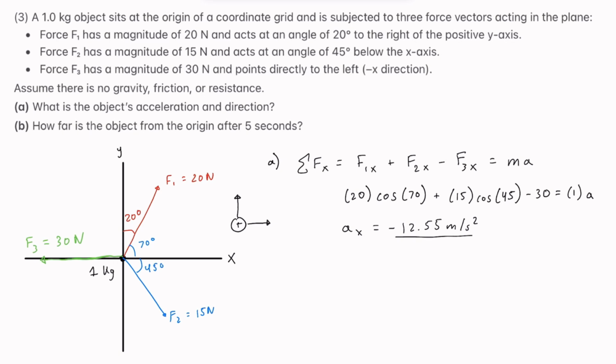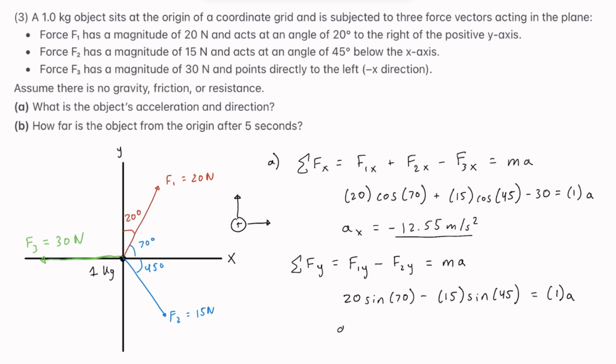Let's do this for the y direction. The sum of the forces in the y direction equals F1y minus F2y, which is equal to ma. F1y, which is its magnitude 20 newtons, times sine of 70, which will give us its y component, minus F2y, which is 15 times sine of 45, equals the mass 1 times the acceleration. And simplifying this, we get ay is equal to 8.19 meters per second squared.